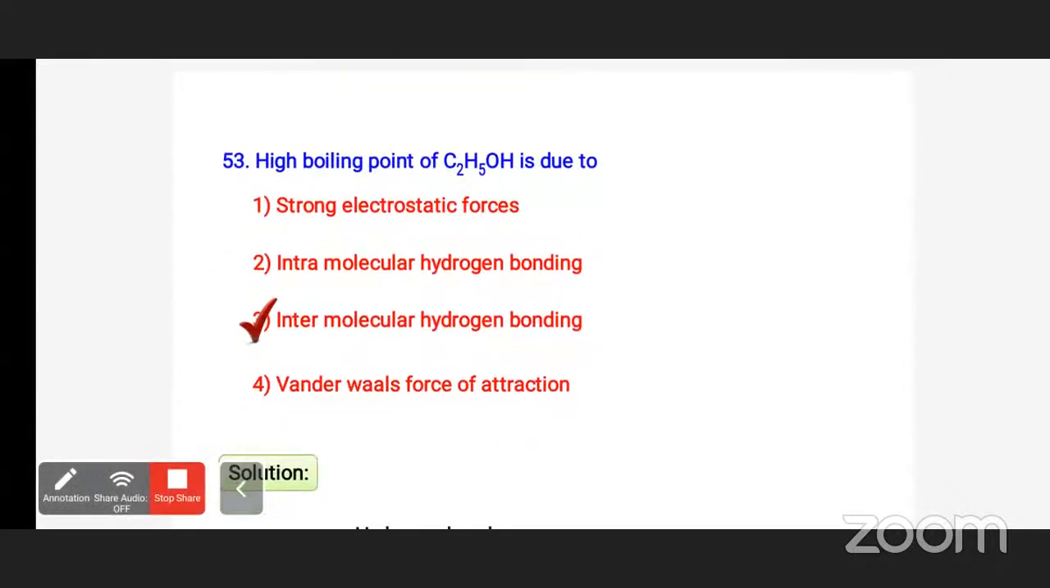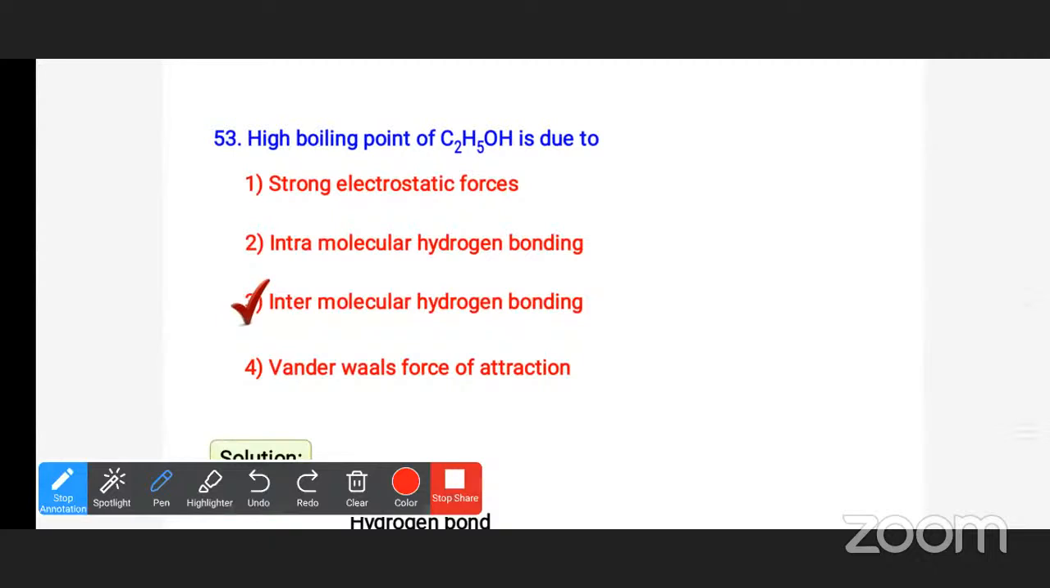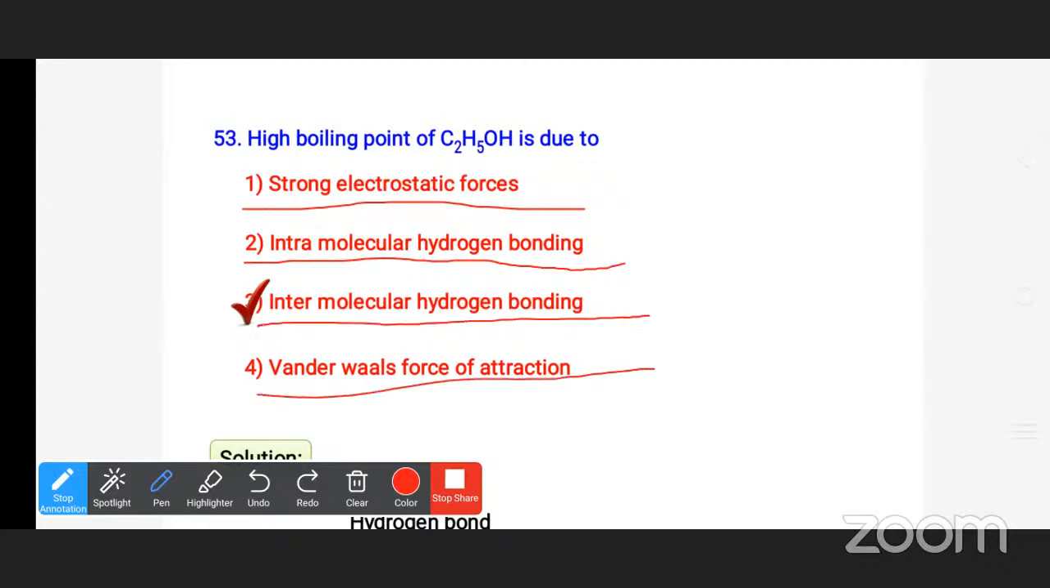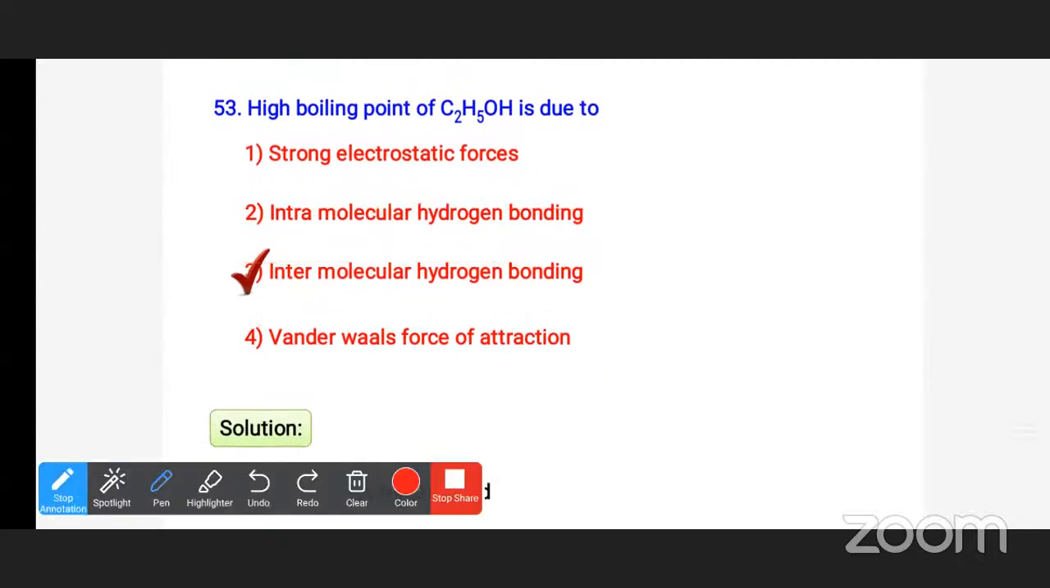Next question. The high boiling point of ethyl alcohol is due to what? Option number 1, strong electrostatic force. Number 2, intramolecular hydrogen bonding. Number 3, intermolecular hydrogen bonding, van der Waals forces. The high boiling point of ethyl alcohol is due to intermolecular hydrogen bonding. So third one is the correct option.